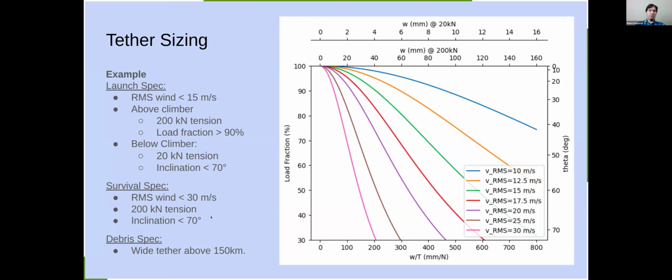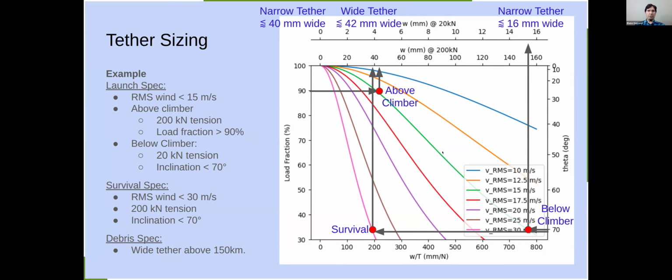For a survival spec, I'm going to say I want 30 meters per second of wind with an inclination at 70 degrees. So I'm going to use this plot over here that's basically a refactored version of the plots I showed earlier in the talk to design the elevator. Here I have load fraction and inclination. And down here I have the width of the tether divided by tension. That's a little bit unwieldy to think about. And so up here, I've placed another axis in which I have the width of the tether at 20 kilonewtons or 200 kilonewtons. And then I got various lines here that correspond to different wind speeds.